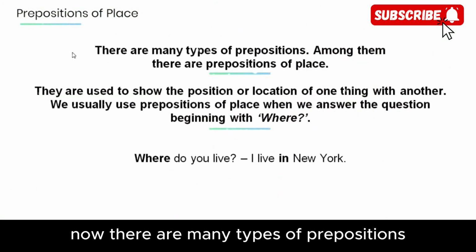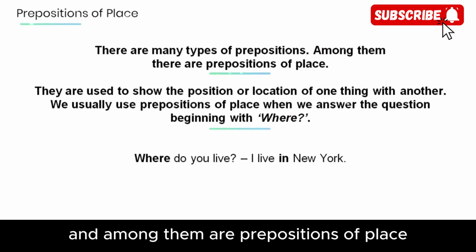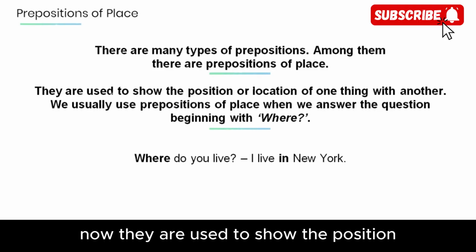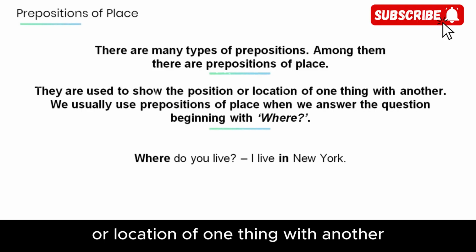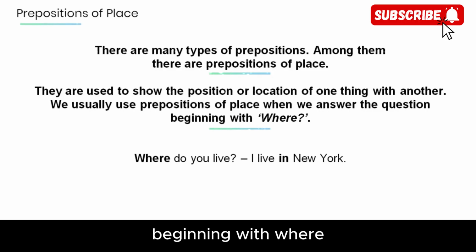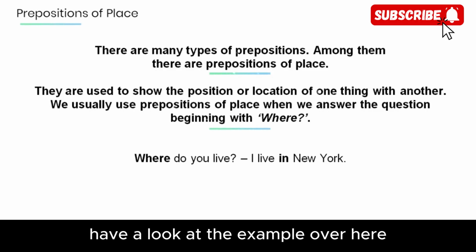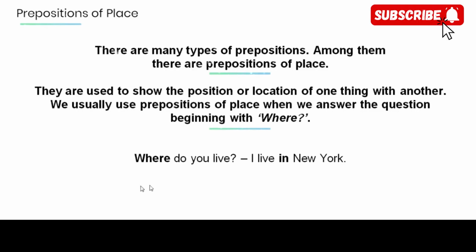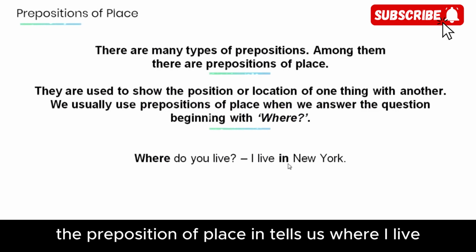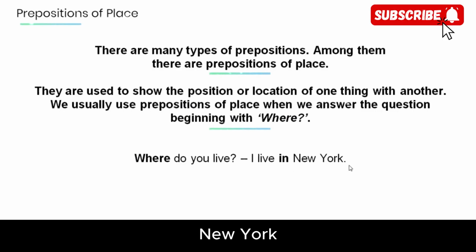Now there are many types of prepositions, and among them are prepositions of place. They are used to show the position or location of one thing with another. Note that we usually use prepositions of place when we answer the question beginning with where. Have a look at the example over here. Where do you live? I live in New York. The preposition of place in tells us where I live. New York.